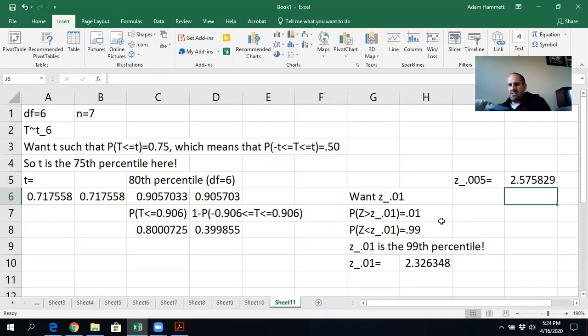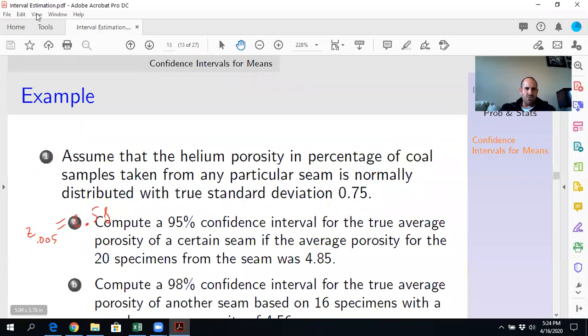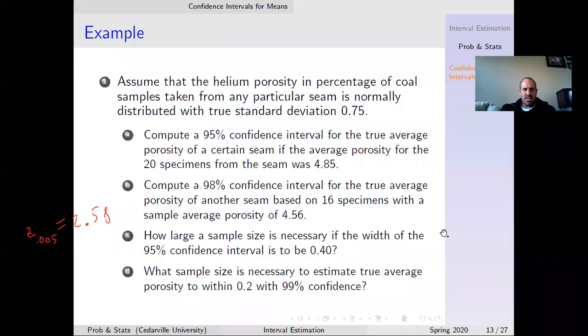Let me write this over here. Z sub 0.005 is equal to 2.58. To the left of a Z value of 2.58, I have roughly 99.5% of the data. Back over here, full screen. So I have Z equal to that, but everything else is basically the same, except I want to be within 0.2.